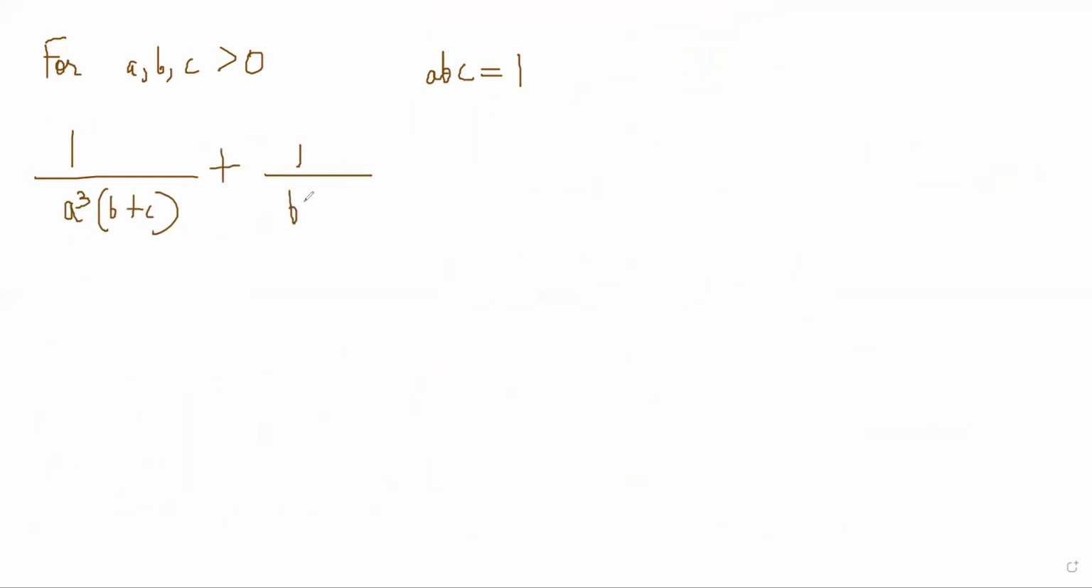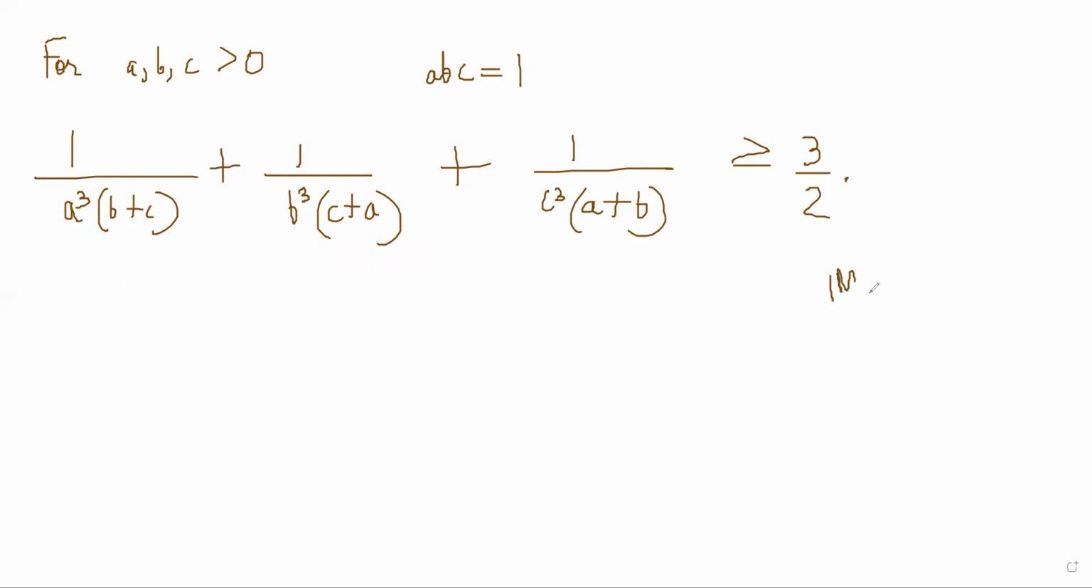For a, b, c greater than 0 and abc equal to 1, prove that 1 by a cube (b plus c) plus 1 by b cube (c plus a) plus 1 by c cube (a plus b) is greater than or equal to 3 by 2. This is IMO 1995. And the proof is by Muirhead only.